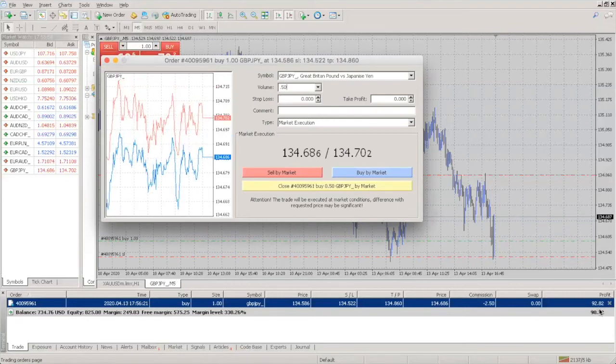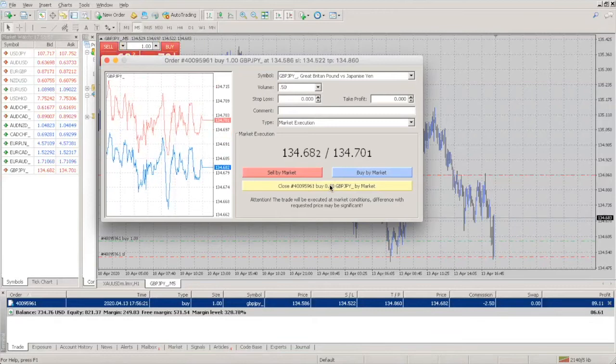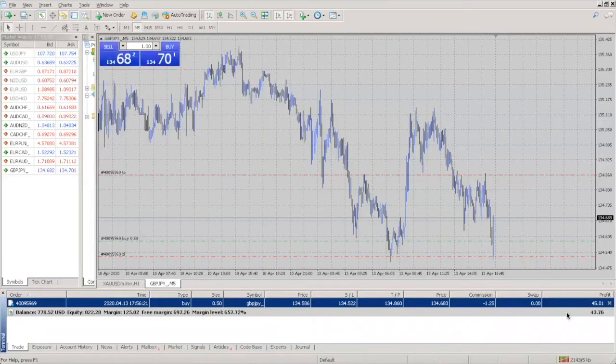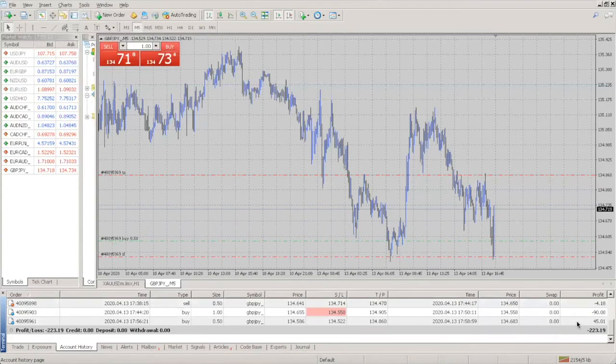So right now we're roughly about $90 in profit. We'll go ahead and click close trade, and you can see down here the trade is cut in half. You still have half of the position still running. If you go over to account history, you can see that half the trade was closed and you have $45 or half the trade in profit already.